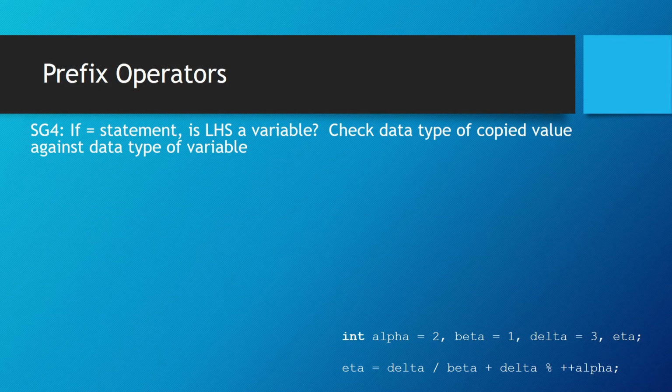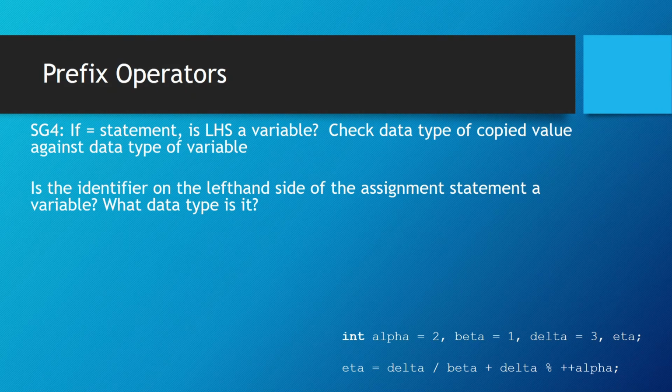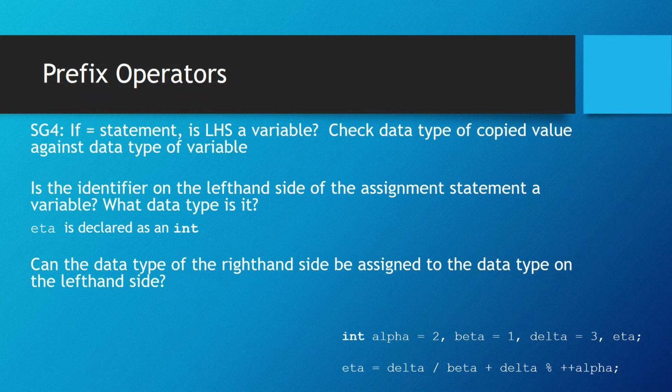For subgoal 4, we look at the thing on the left-hand side of the assignment statement. In this case, eta. Eta is declared as an integer. Can the data type of the right-hand side be assigned to the data type on the left-hand side? Yes, an integer can be assigned to an integer. So, 3 is copied into eta.